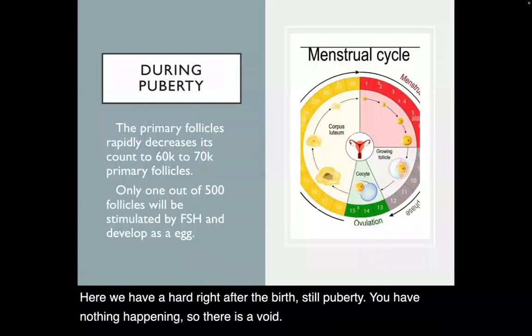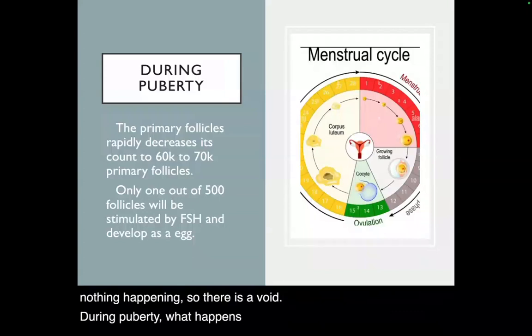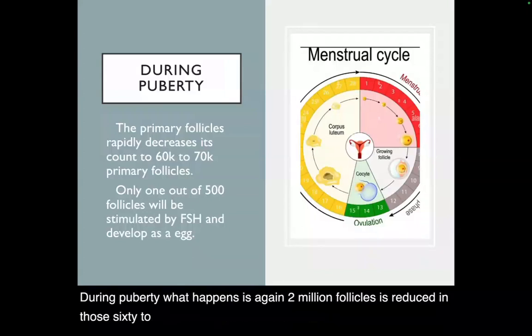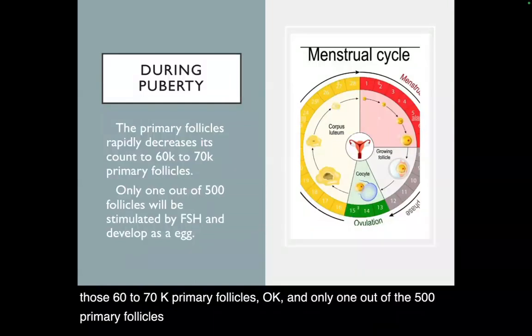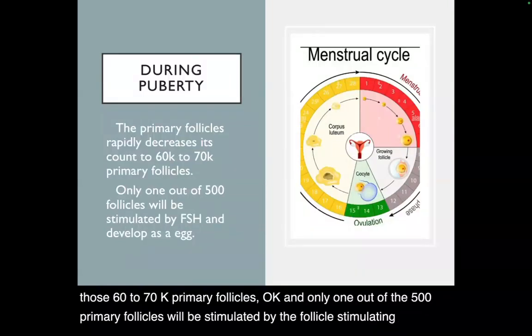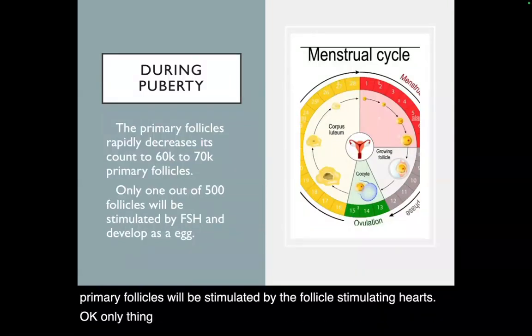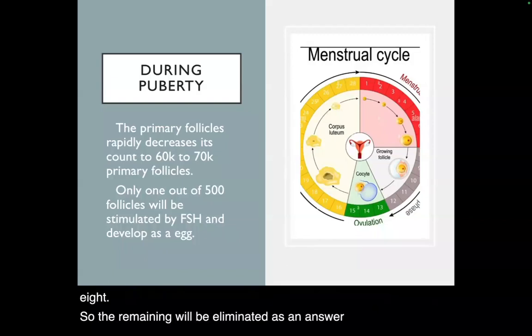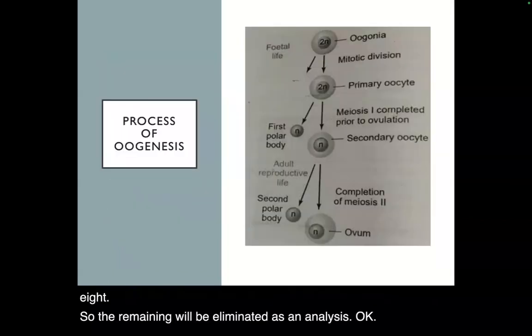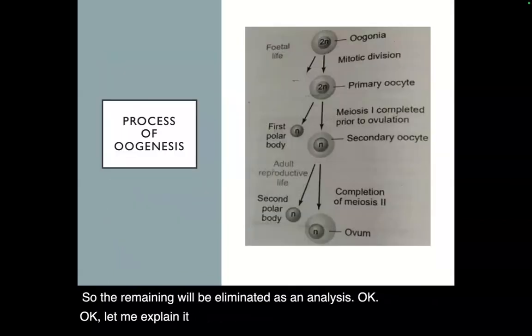During puberty, again the 2 million follicles are reduced to 60 to 70 thousand primary follicles. Only one out of the 500 primary follicles will be stimulated by the follicle stimulating hormone. Only one out of 500 follicles will mature as the egg, so the remaining will be eliminated as menses. Okay, let me explain it on the board so that you will not forget the flow chart.